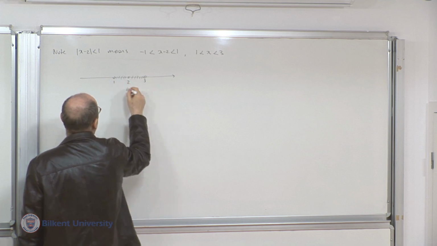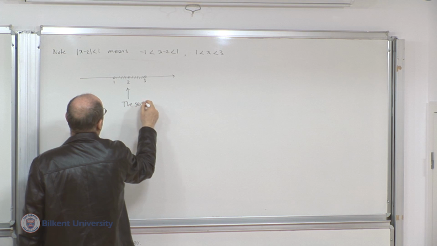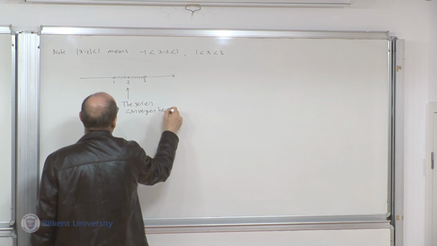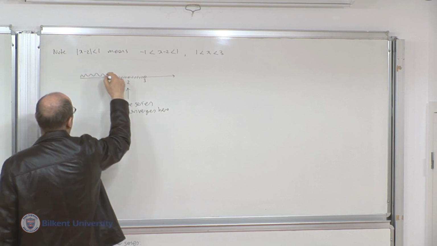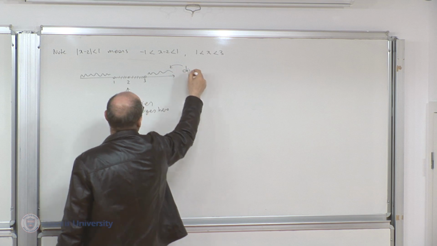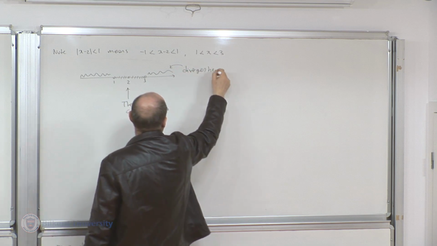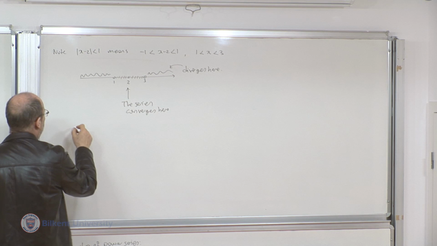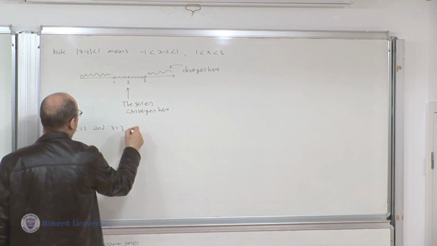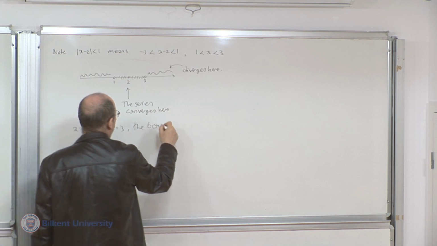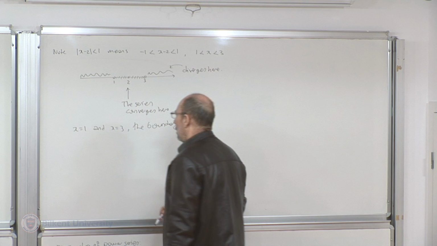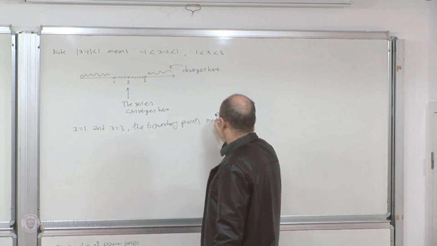So the series converges here and diverges here and diverges here. Okay, x equals 1 and x equals 3, called the boundary points, must be checked separately.